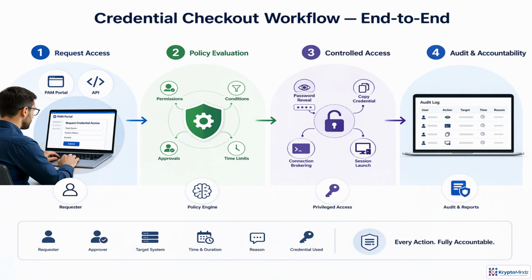Credential checkout turns privileged access into a controlled, temporary transaction. A user requests a specific credential, usually with a target system, reason, and duration. The policy engine checks whether the user is allowed, whether conditions are met, whether approval is required, and how long access may last. If the request passes, PAM grants access in a controlled way: reveal, copy, brokered connection, or launched session. Just as important, the full chain is recorded: tying requester, approver, system, time, reason, and credential to a complete audit trail.